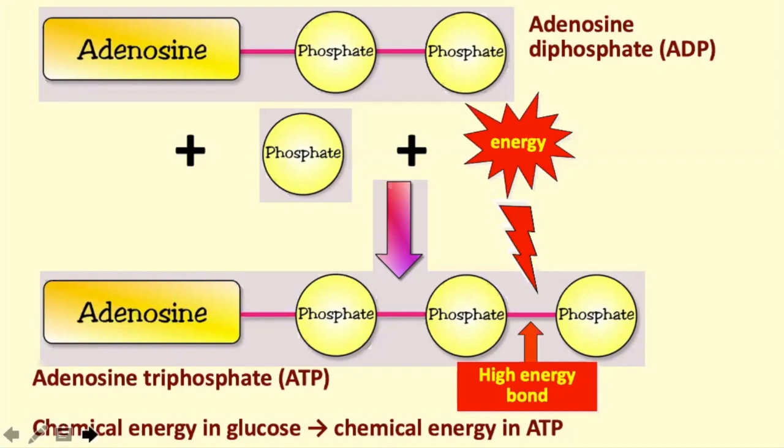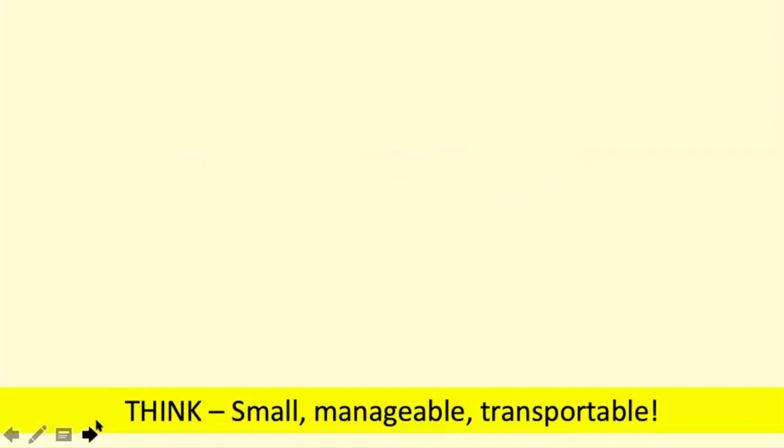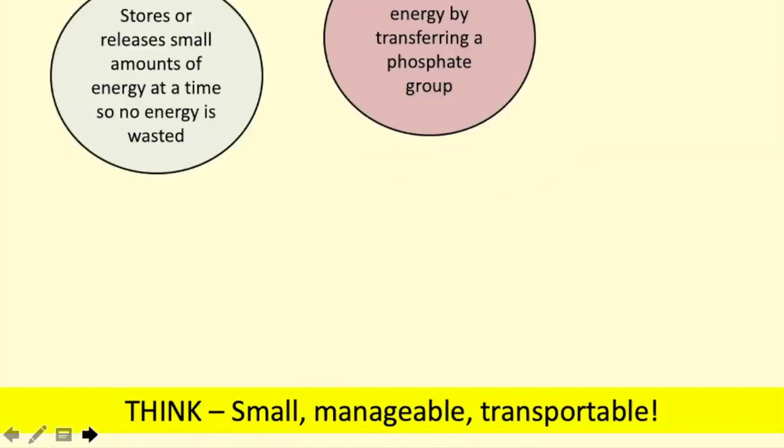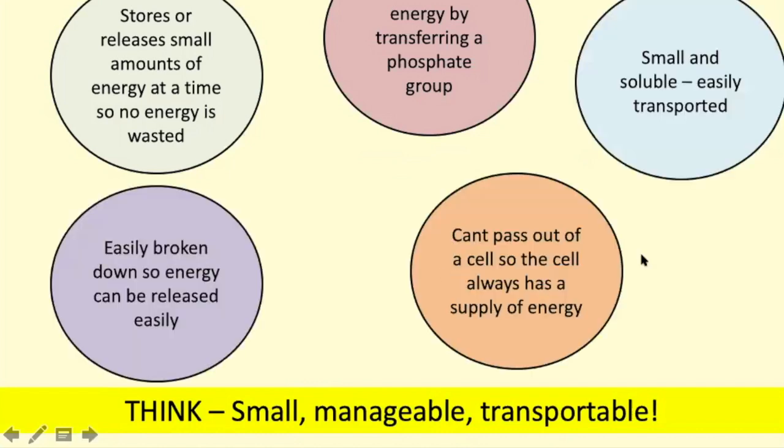So the energy is stored in the bonds, okay? That's a very familiar use. As well as being small amounts of energy, as I've just said, it's also manageable and transportable. And so here are a few things that you would perhaps remember. It's much smaller amounts of energy than glucose. It's much more easily broken down than glucose. We can pass it in and out of the cell, whereas glucose can only get into the cell via active transport.